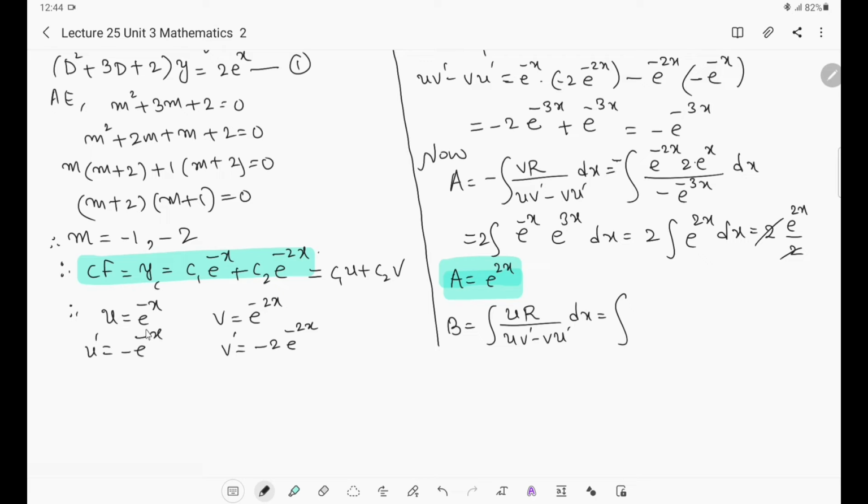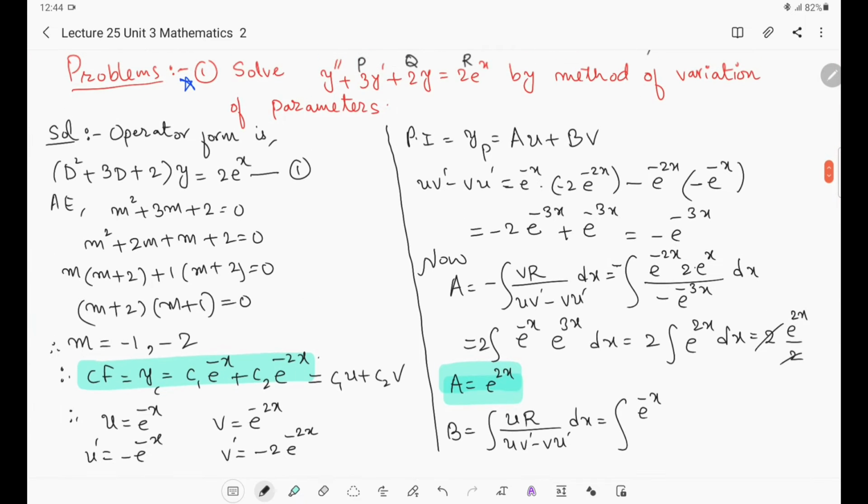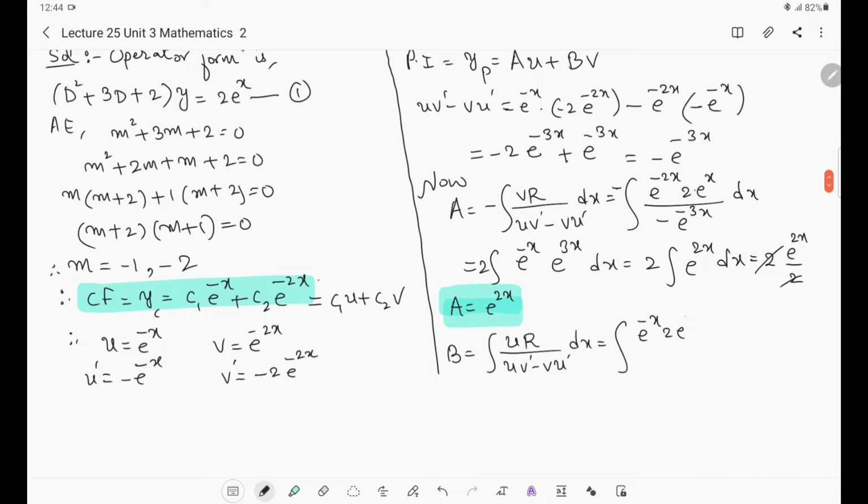Here u is e power minus x, and capital R, according to the given equation, is 2 into e power x. And what is uv dash minus vu dash? It is minus e power minus 3x. Now what will happen? E power minus x, e power x: minus x plus x will become e power 0, which is 1.